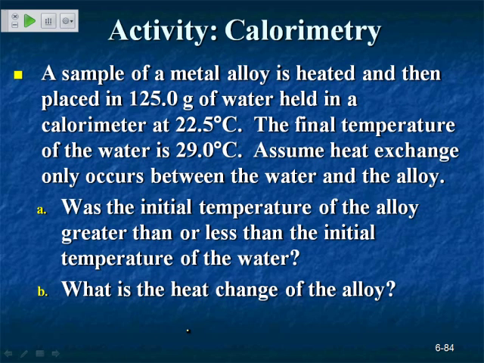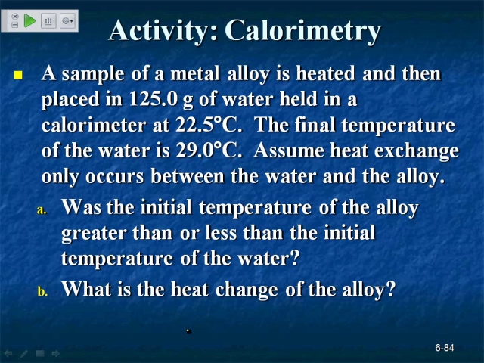I have another question. This one we will do. We won't just look at the PowerPoint. We will do this calculation. A sample of metal alloy is heated and then placed in 125 gram of water held in a calorimeter at 22.5 degrees Celsius. The final temperature of water is 29 degrees Celsius. Assume that the heat exchange only occurs between the water and the alloy.